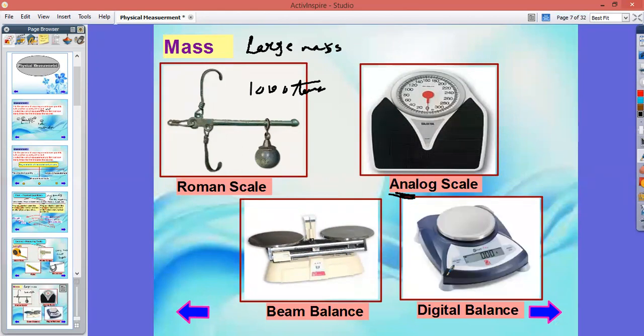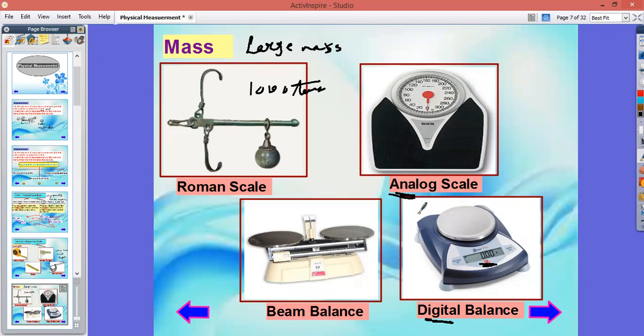Digital balance is a balance made with numbers. Any tool that uses numbers to measure the quantity is called digital. Now we know four tools used to measure the length and four tools used to measure the mass.